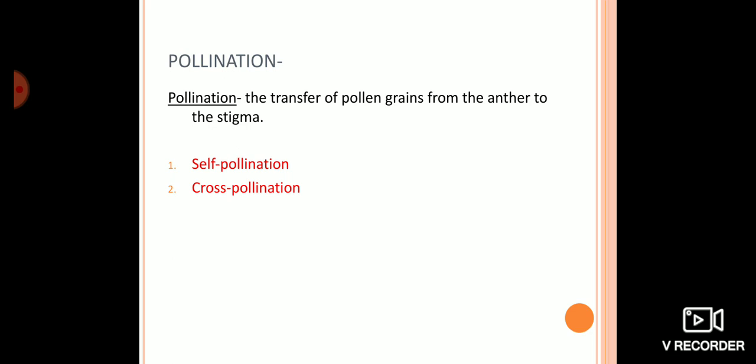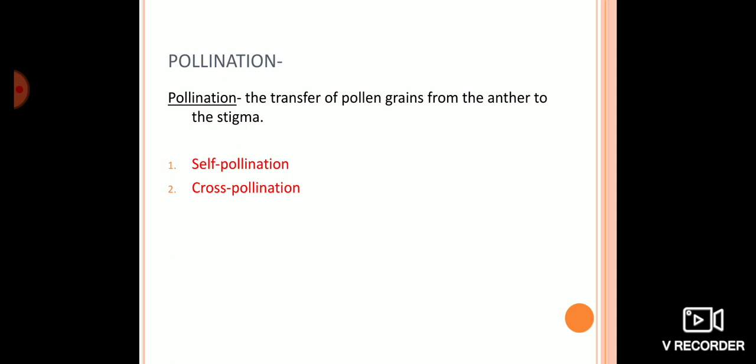When the pollen grain reaches the stigma of a flower on another plant, it is called cross pollination. In both cases the pollen grain is transferred to the stigma. But in self pollination, the pollen grain is transferred to the stigma of the same flower or another flower of the same plant. And in cross pollination, pollen grains reach the stigma of a flower on another plant.